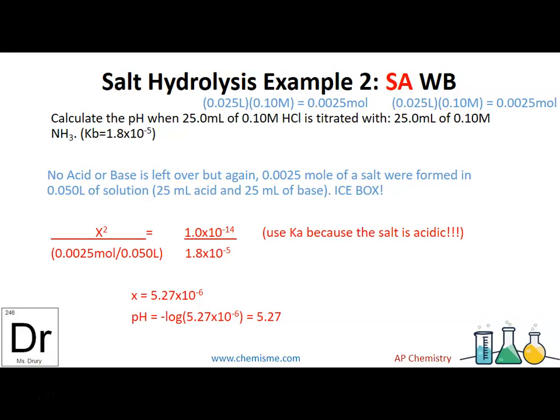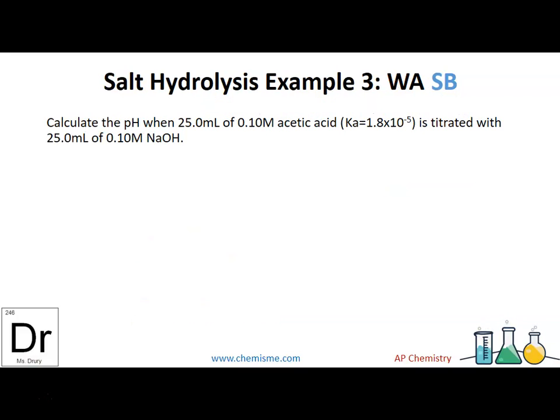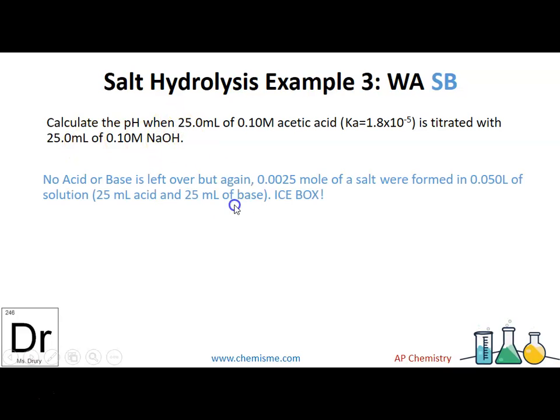We're going to do a similar calculation, but for a basic salt. So this time I gave you the exact same numbers, but I changed it to acetic acid, and I told you how weak that acid was, titrating with a strong base. So again, no acid or base left over, but because you used 0.0025 moles of acid and 0.0025 moles of base, you'll then form 0.0025 moles of salt because of the 1:1:1 ratio. And if you add 25 milliliters to both, you'll get 50 milliliters, which is 0.05 liters of solution.